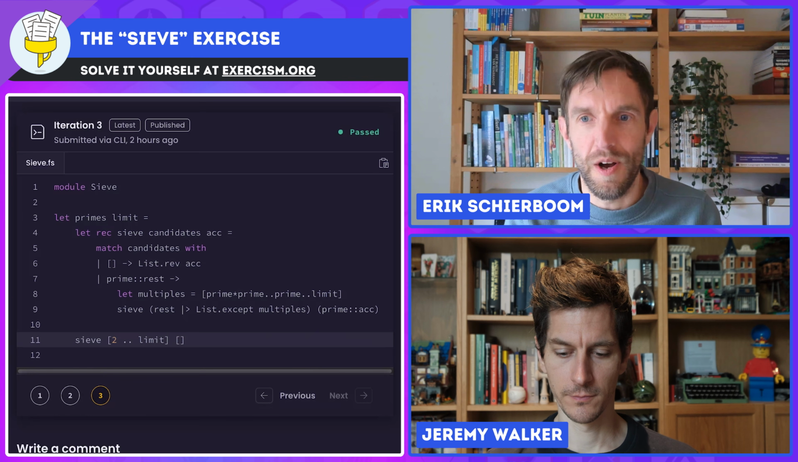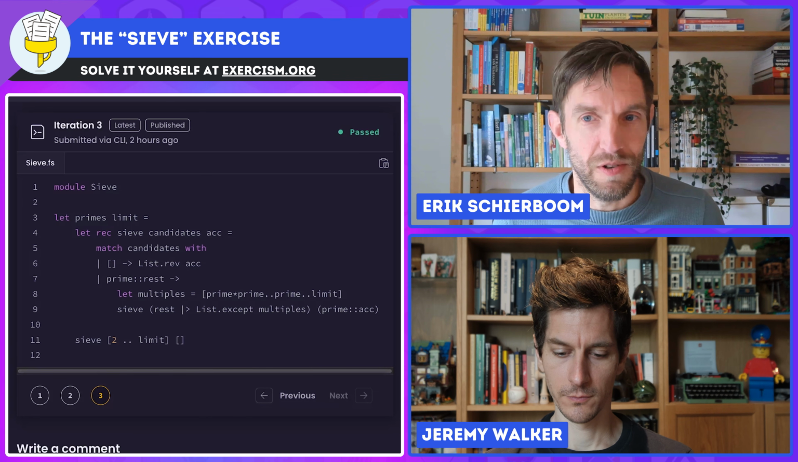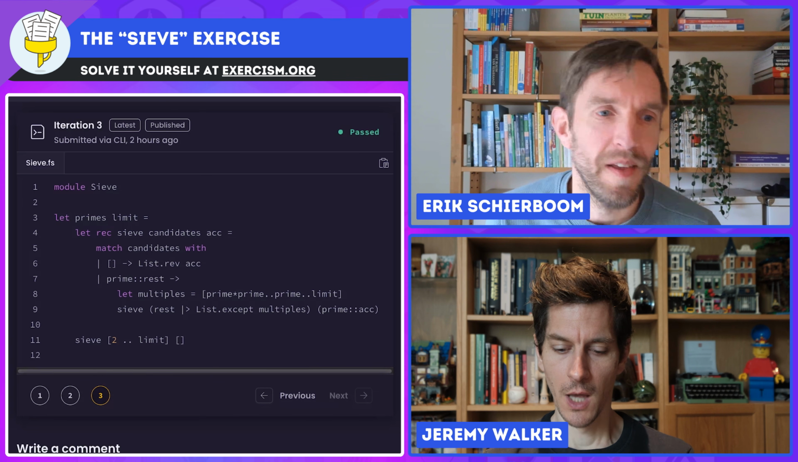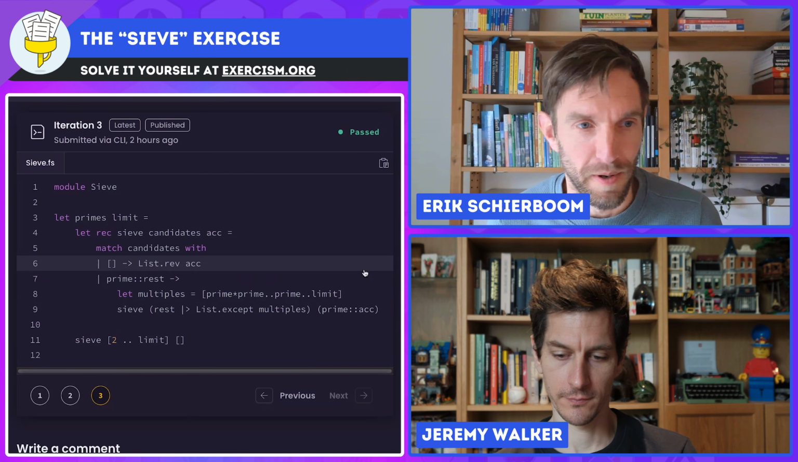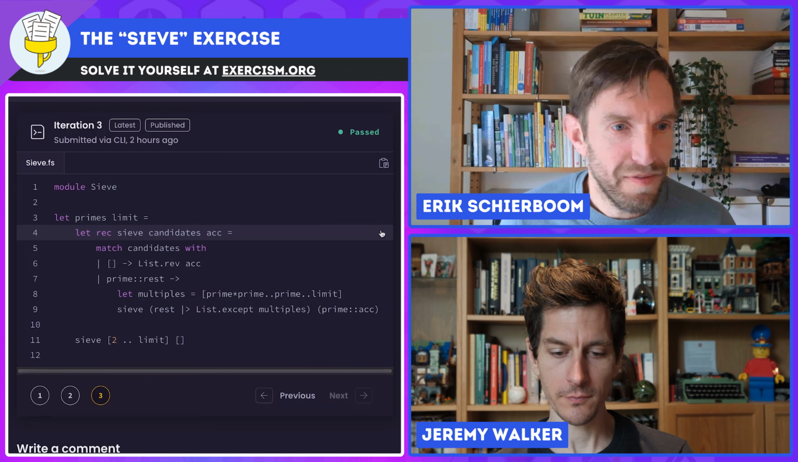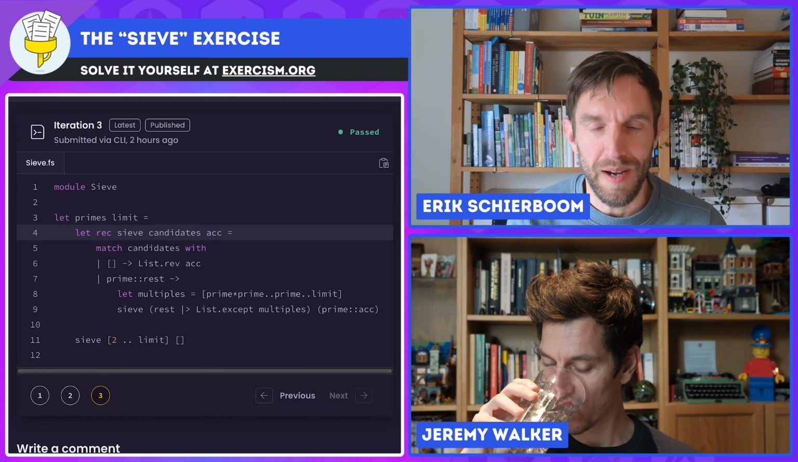But we can't cross off anything from that list, because that list is immutable. It will never change. So the thing that we need to do is create new lists. And that's what we're going to do within our sieve recursive helper. So the sieve function takes the candidates, those are the numbers that could be primes.